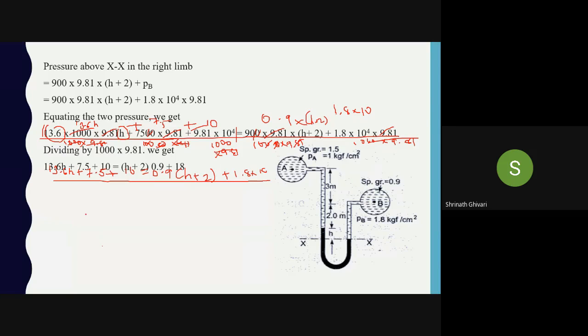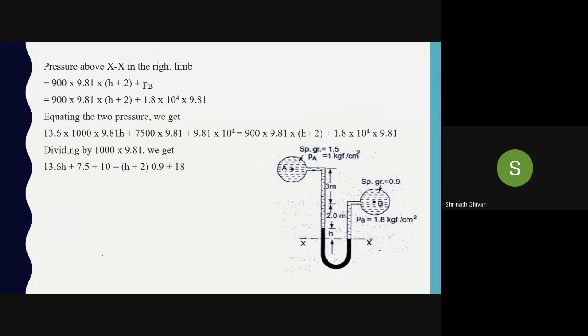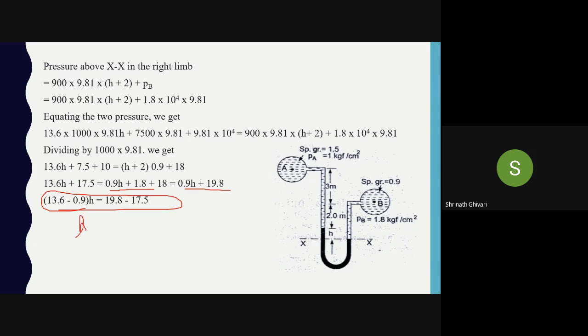So 13.6 H, 7.5, 10. 0.9 into H plus 2, and 1.8 into 10 is 18. Correct, everyone? Now I have simplified it. 13.6 H, 7.5 plus 10 is 17.5, 0.9 into H plus 0.9 into 2 is 1.8, plus 18. So this will become 0.9 H plus 19.8. Now I will do 13.6 minus 0.9 and simplify it, and at the end I'll get the value of H as 0.181.